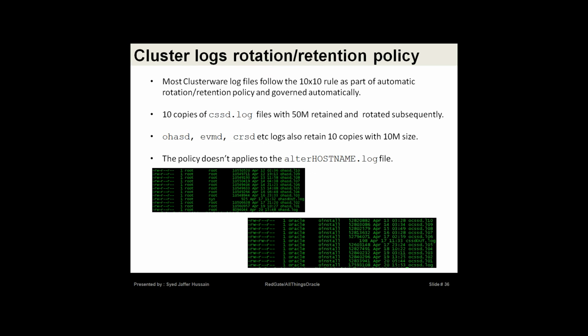So CRSD, EVMD, OHASD, these files will be archived after 10 MB. For example, you have a file, started writing into it like CRSD, and once the CRSD becomes 10 meg, it will be archived as CRSD dot and then the extension, as you see on the screen in the green text. This is because your cluster is automatically managing it, so that you will not have a single file very large. And these are only 10 into 10 formula.